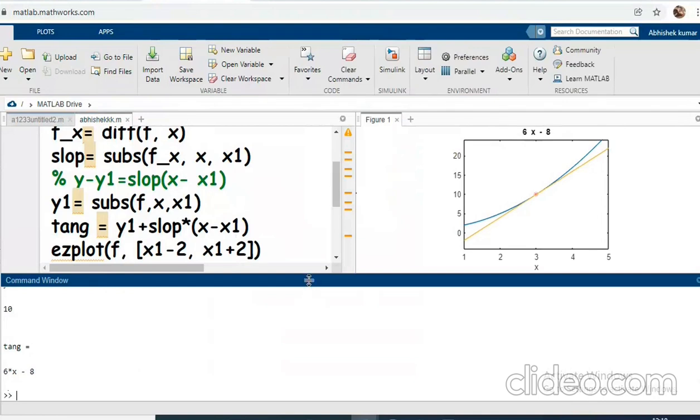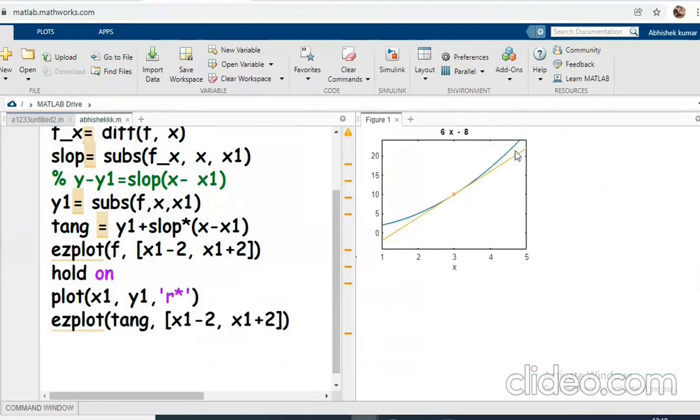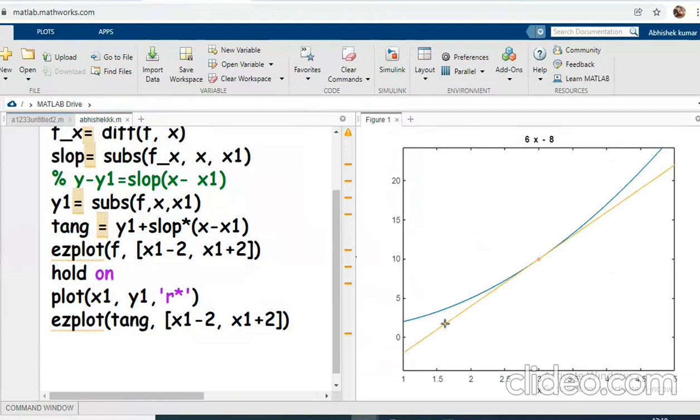Yes, can you see that output? See, this is your x square plus 1, and this line is the tangent line, and we have marked that point also, plot x1, y1. Can you see that? Yeah, so this is the equation of tangent at that given curve at the particular point.